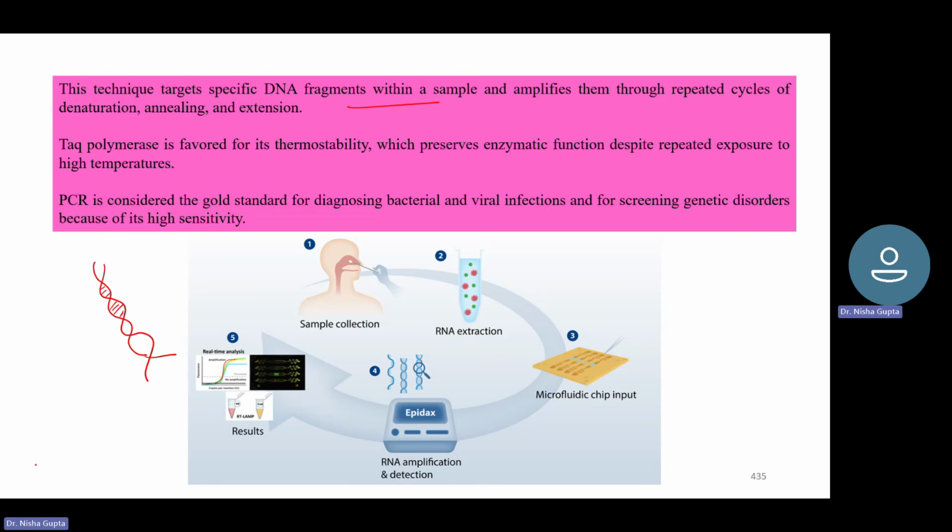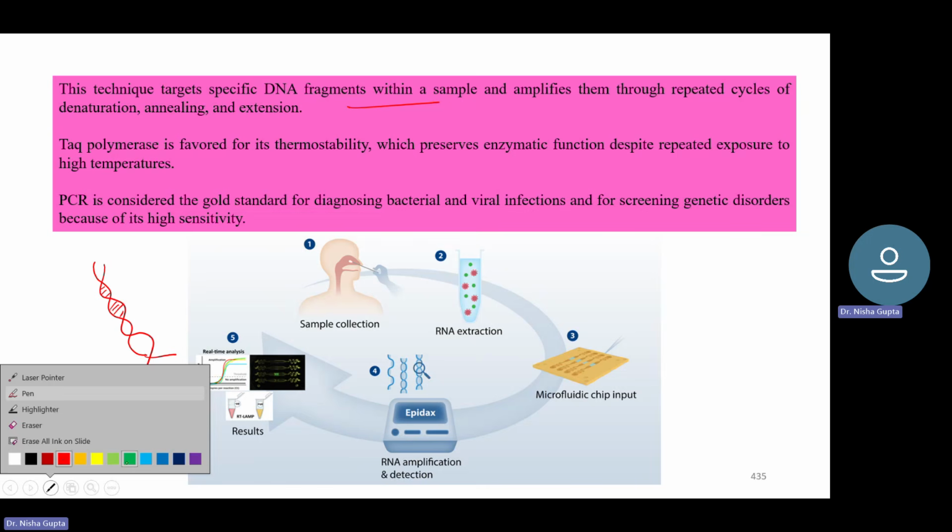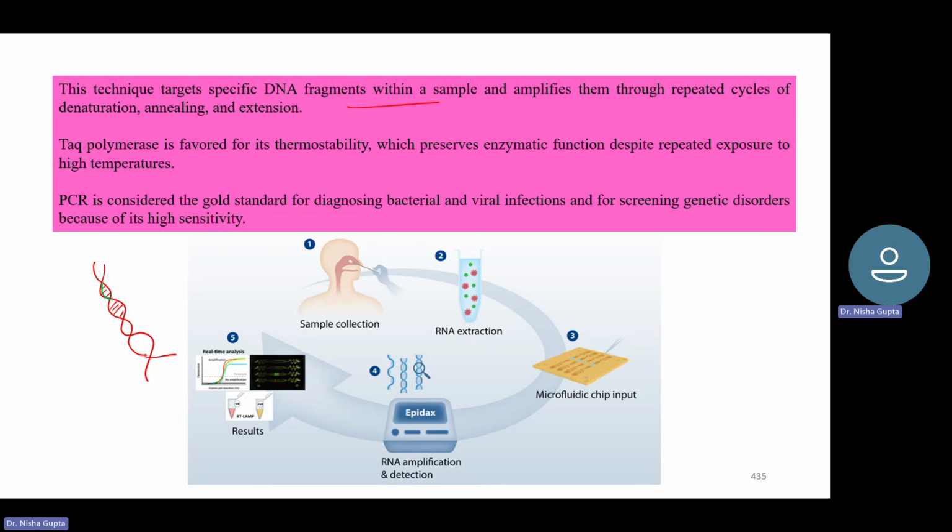So suppose you want to amplify this particular region. It is your region of interest. ठीक है? Region of interest or gene of interest. So you want to amplify this particular segment. So what you will do, what technique you will use.